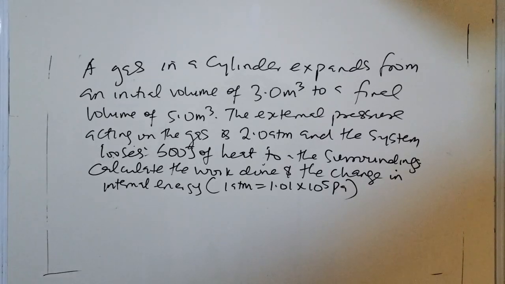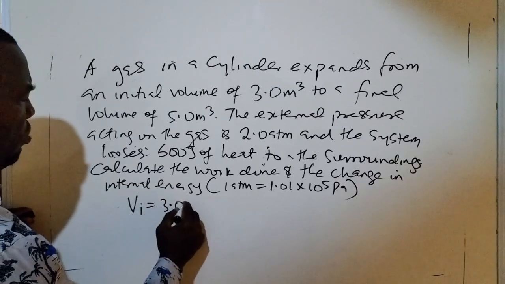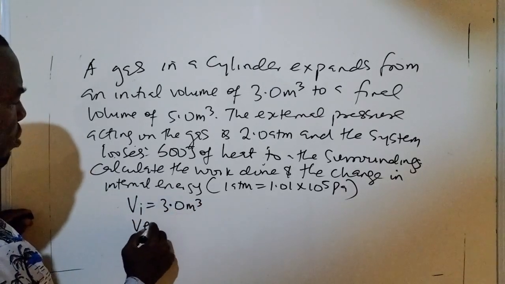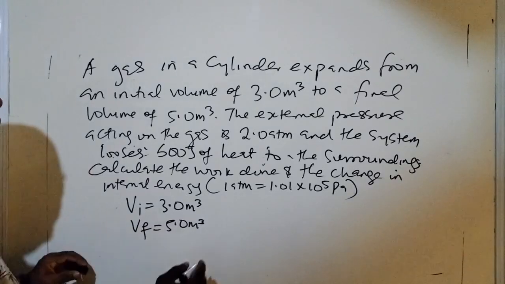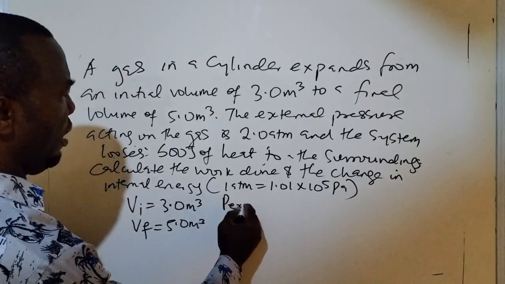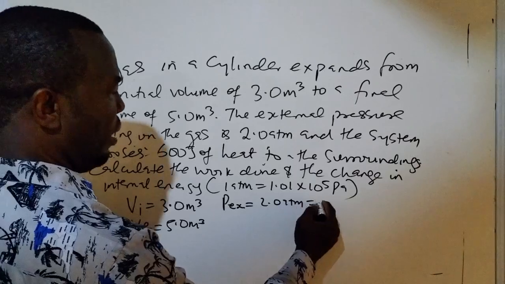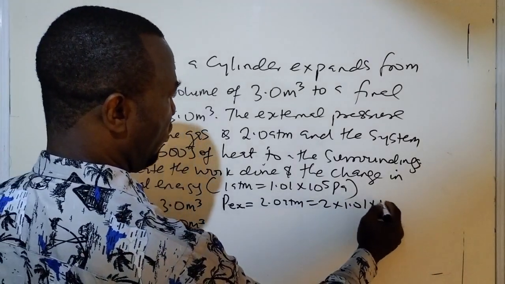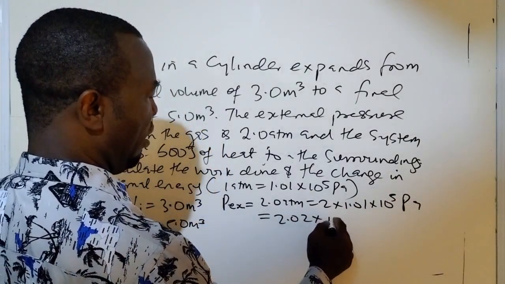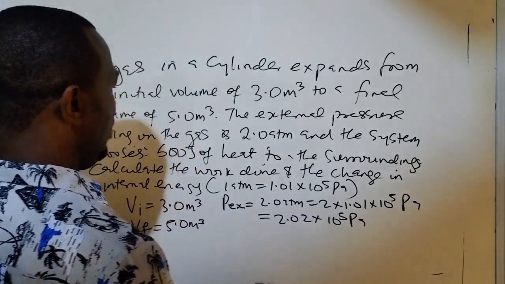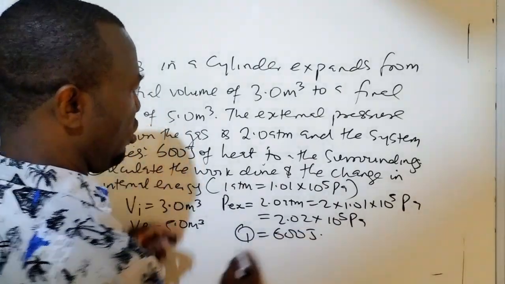Looking at this question, this is what we have. The initial volume is 3.0 meter cube. The final volume is 5.0 meter cube. The external pressure, P external, is 2 atmosphere. We'll convert to the standard unit, multiply 2 by 1.0 times power 5 in pascals. That gives us 2.02 power 5 pascals. And the heat lost is 600 joules of heat energy.